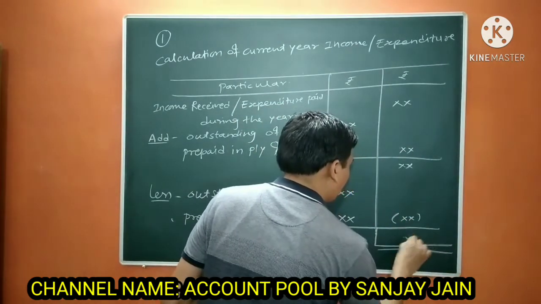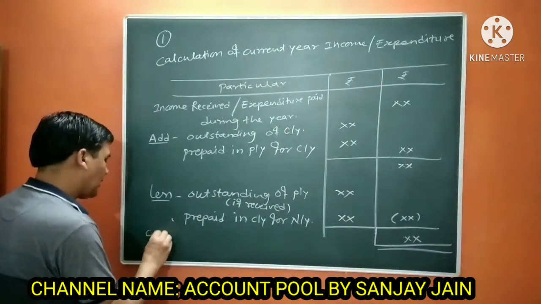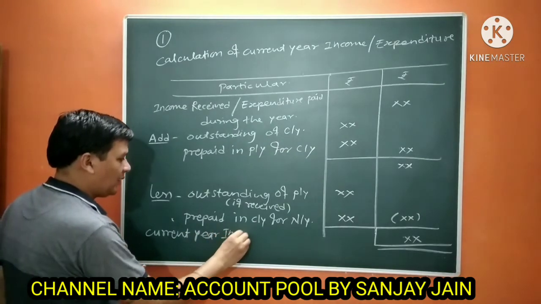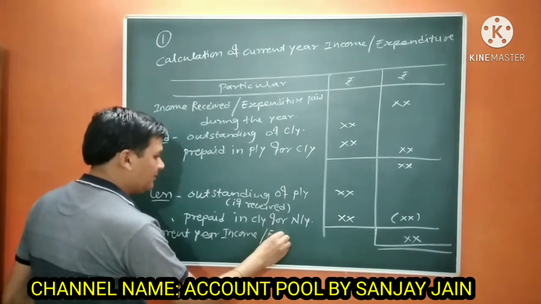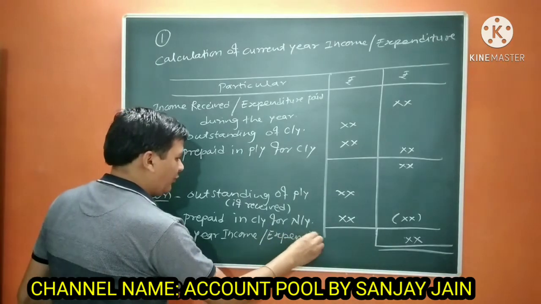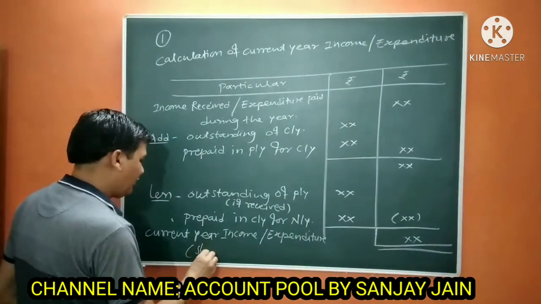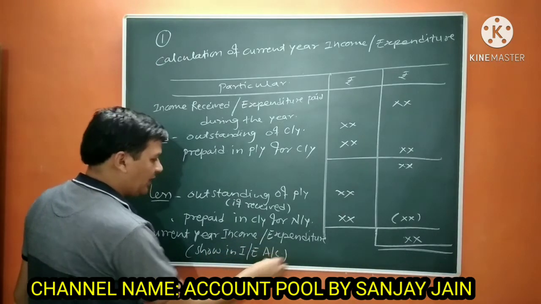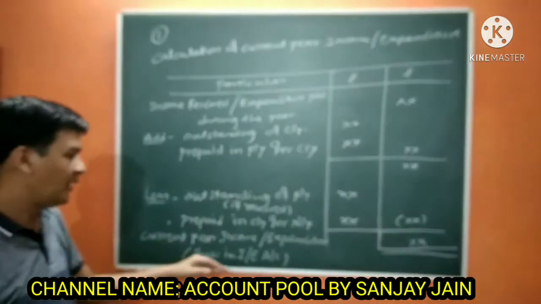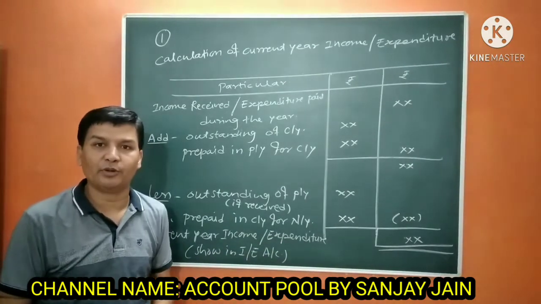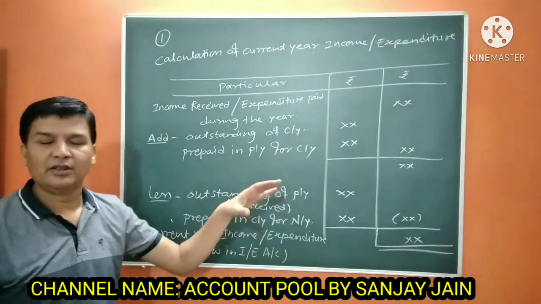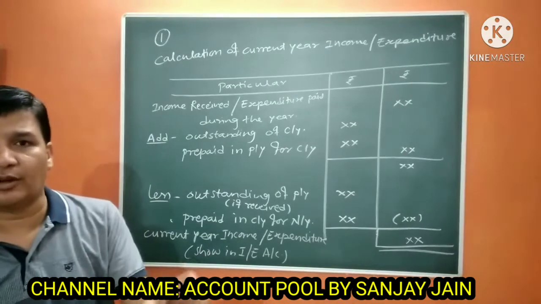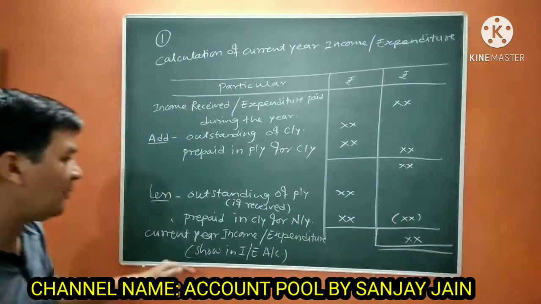Okay. When you add these things and you deduct these things, you get the final amount which is your current year income or expenditure, which we are going to show in income and expenditure account. Okay, if it is income on the credit side, if it is expenditure on the debit side, we are going to show in income and expenditure account. Income and expenditure account is nominal account. The nature of income and expenditure account is nominal account. Please remember this thing.